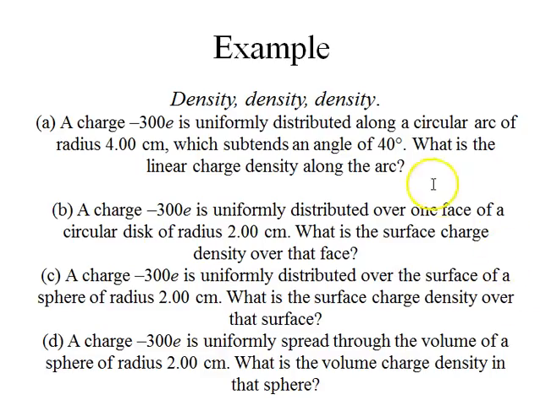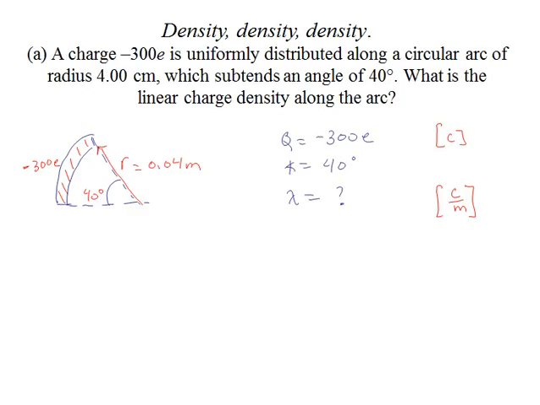So if we look at an example of charge density over a line, different types of surfaces, and over a volume, if we look at a charge of negative 300 elementary charges, so an excess of 300 electrons, distributed uniformly along an arc of charge, where the arc subtends an angle of 40 degrees with a radius of 0.04 meters or 4 centimeters. We want to know what is the linear charge density.